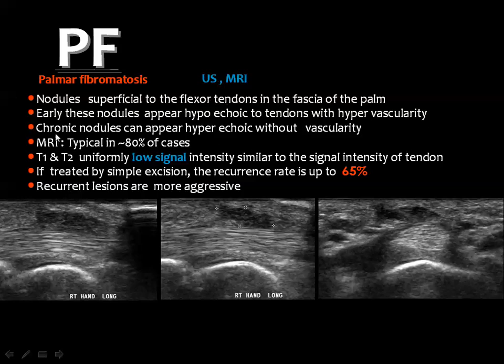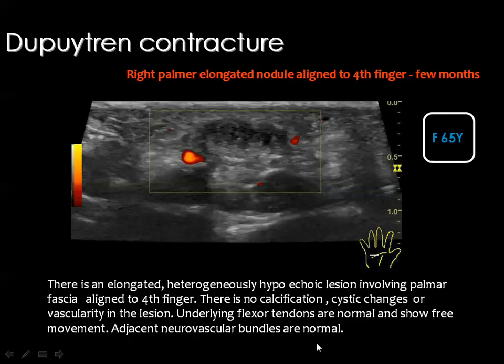And the chronic nodules can appear hyperechoic without vascularity. MRI will show low signal in the T1 and T2 weighted images. The treatment of choice is excision. The recurrence rate is very high, and recurrent lesions are usually more aggressive.